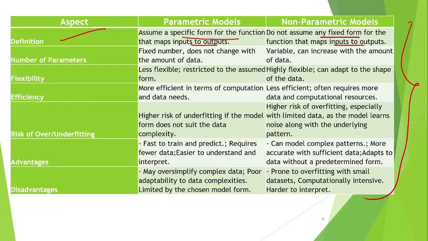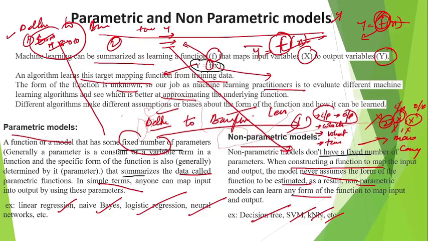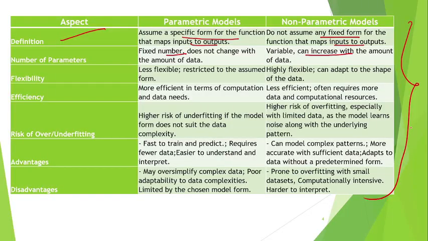Number of parameters: in parametric, yes, it is a fixed number. In non-parametric, the variable count can increase with the amount of data. There is no fixed number. Flexibility: parametric has restriction, as I've already got the numbers; non-parametric has high flexibility. Efficiency: parametric is more efficient in computing, as we know the data; non-parametric is less efficient.